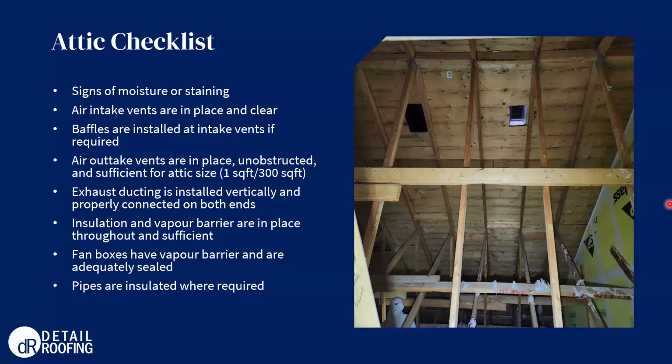The insulation and vapor barrier are in place and sufficient for the space. The fan boxes at the exhaust vents have a vapor barrier and are adequately sealed. And then if the existing ducting is piping, that it's properly insulated where that may be required.